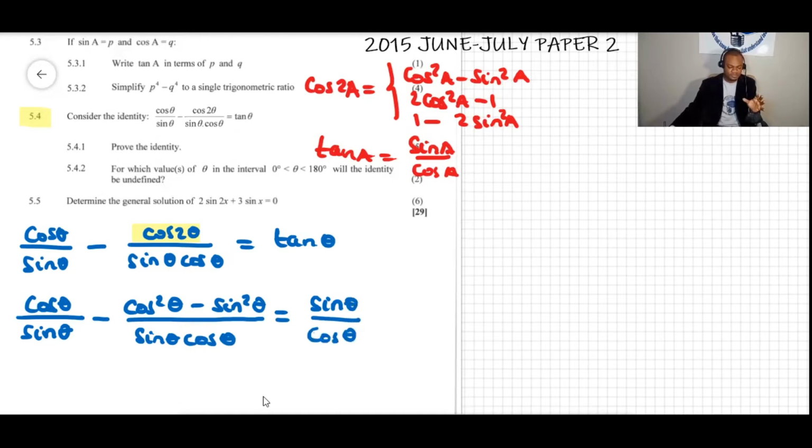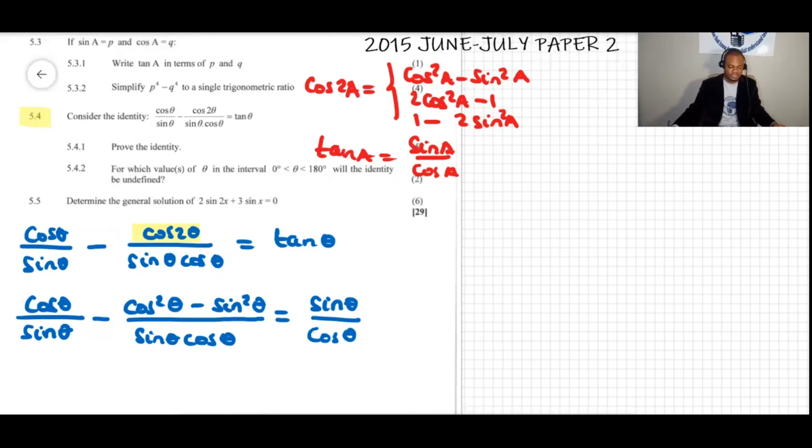Now notice something: the denominator is not the same. In order to work out the fraction, we need to make the denominator common. Here we have sin theta, that's sin theta cos theta, that's cos theta. They're not common, so we need to make the denominator common. How can I do so? We need to find the LCM of the denominators. The common denominator would be sin theta cos theta.